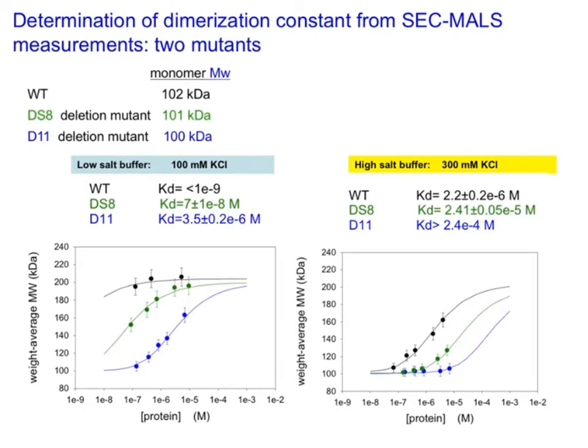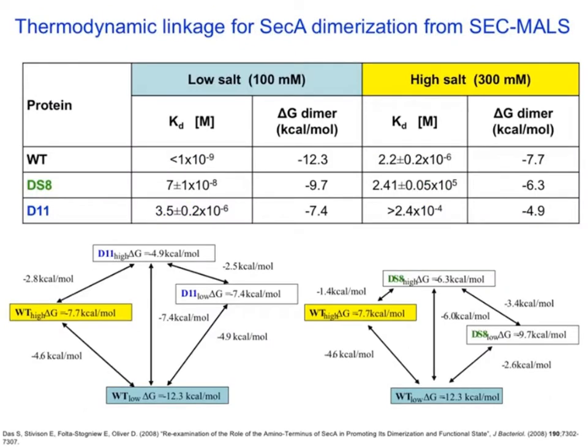We use this approach for analysis both in low ionic strength and high ionic strength for all three proteins tested, and we can see that moving from low ionic strength to high ionic strength destabilizes all proteins, with the D11 mutant remaining almost monomeric during the entire concentration range tested, while at low ionic strength the protein still dimerizes.